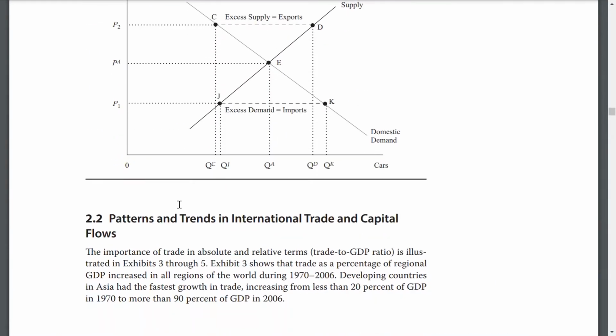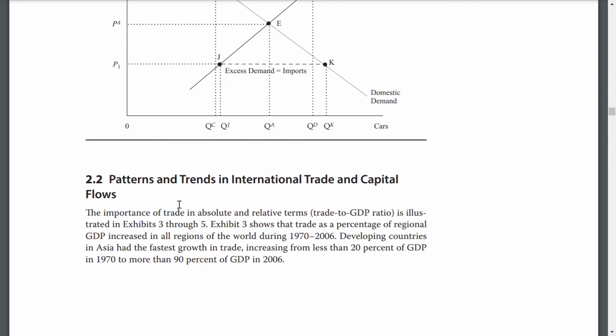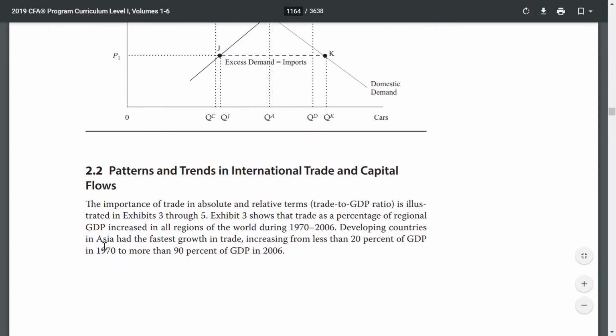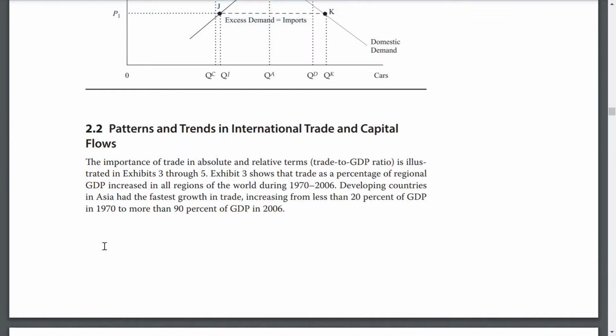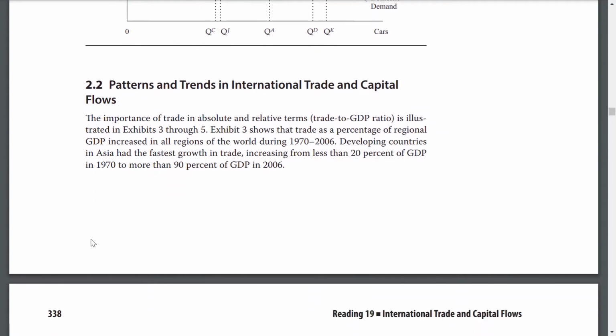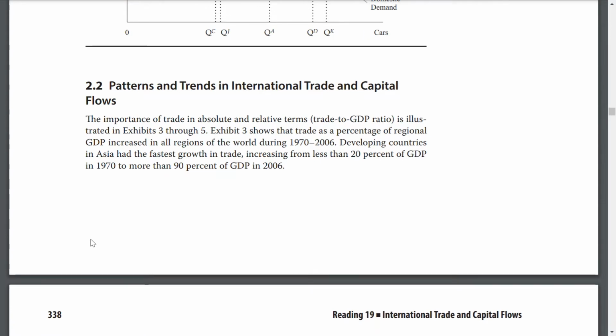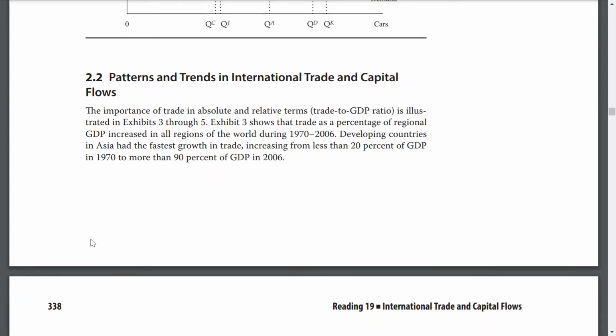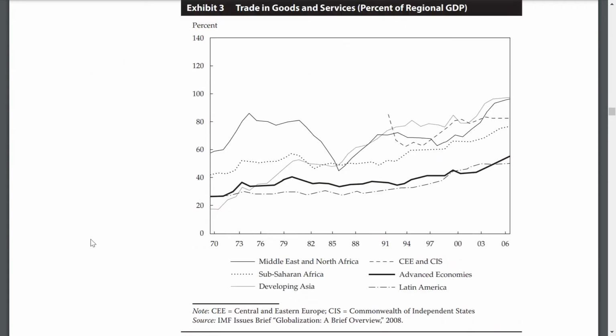Anyone who studied economics will be very familiar. Patterns and trends in economic trade and capital flows. The importance of trade in absolute and relative terms. Trade to GDP ratio is illustrated in Exhibit 3 through 5. Exhibit 5 shows the trade as a percentage of regional GDP increase in all regions of the world from 1970 to 2006. Developing countries in Asia had the fastest growth in trends, increasing from less than 20% of GDP in 1970 to more than 90% of GDP in 2006. So here's the graph illustrating it.